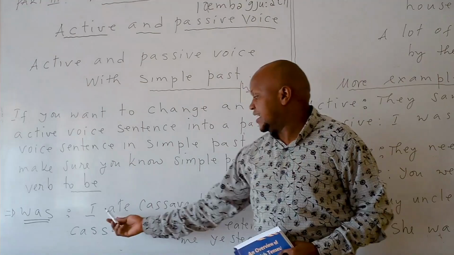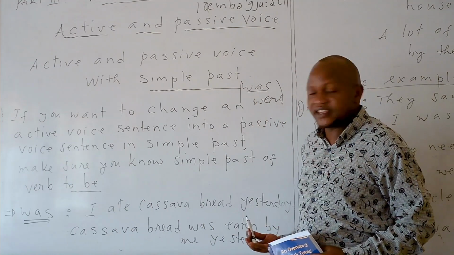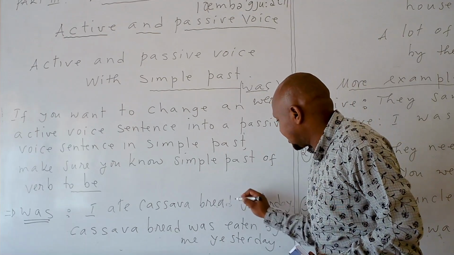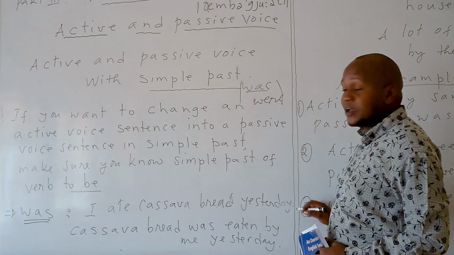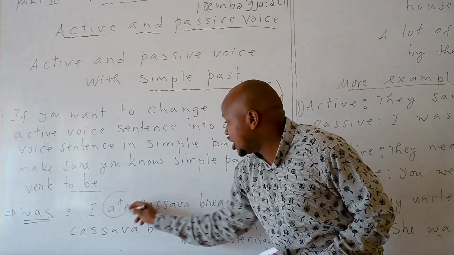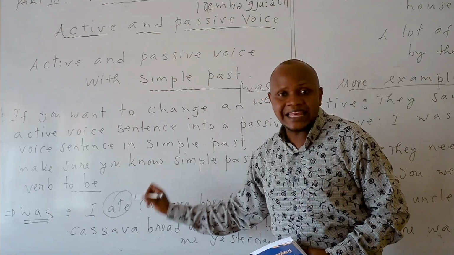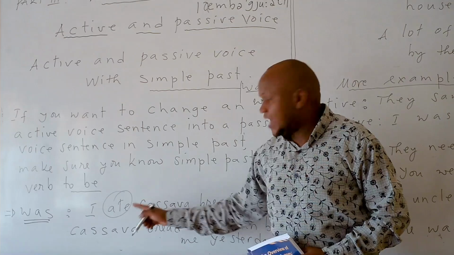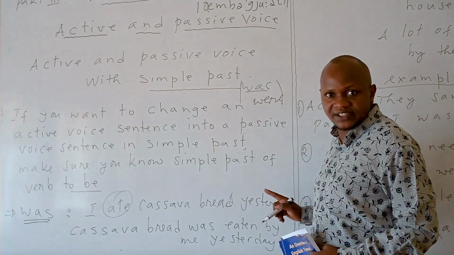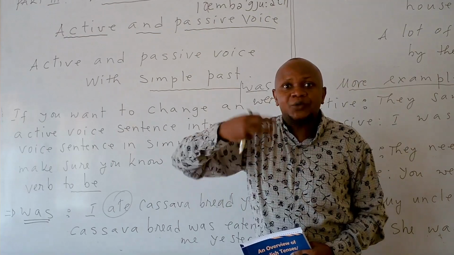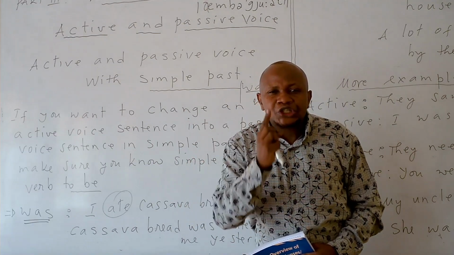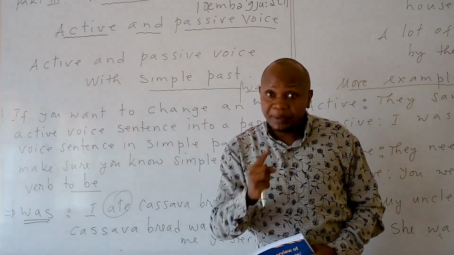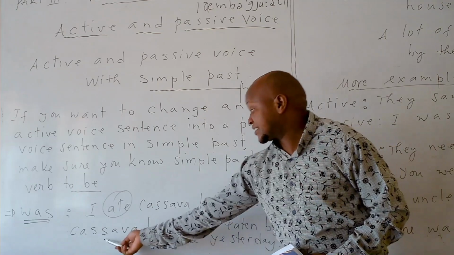For example, here I can say, I ate cassava bread yesterday. This is bread, yes. Cassava bread yesterday. When you say this, you should make sure that this is a simple past sentence because of this ate. Nariye ubugari ejo hashize. Tugiye kuvuga ukuntu ubugari bwariwe nanjye ejo hashize. I should first of all think about simple past of verb to be. That's why you will say cassava bread.